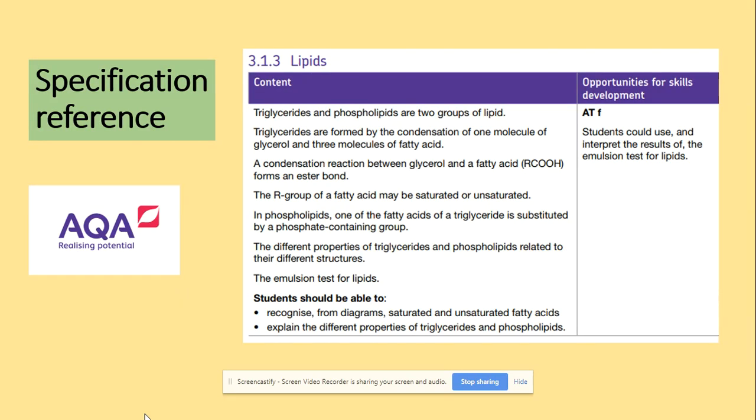So in terms of the triglycerides and phospholipids, you need to be able to explain the function and the structure. We will be looking at the condensation and hydrolysis reactions. We will be looking at the different properties of triglycerides and phospholipids related to their function. And also you need to be able to describe the test for lipids, which is called the emulsion test.